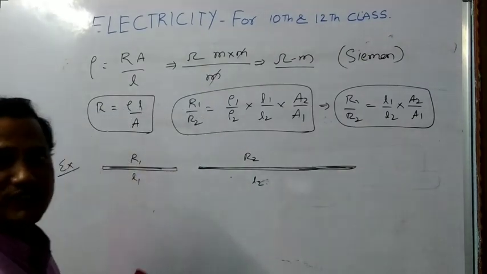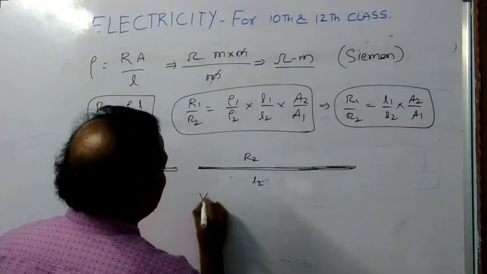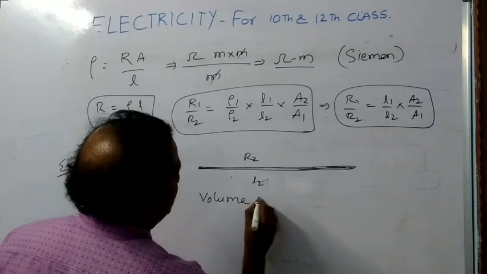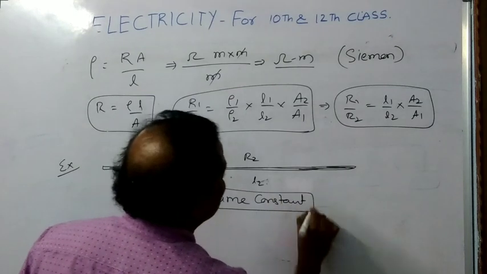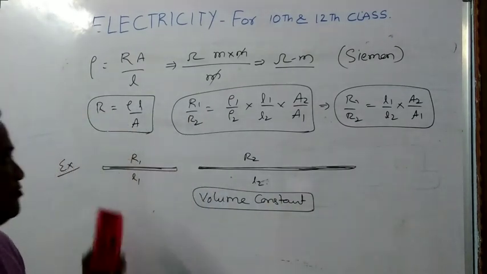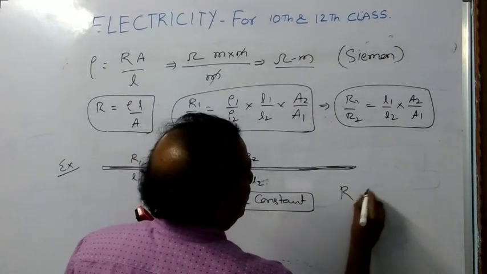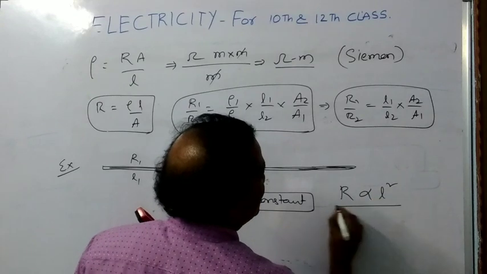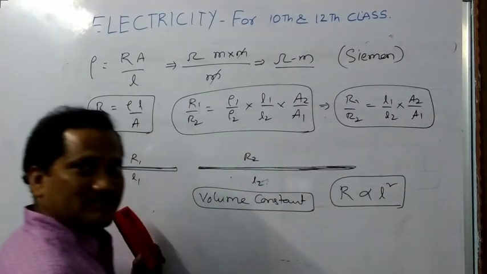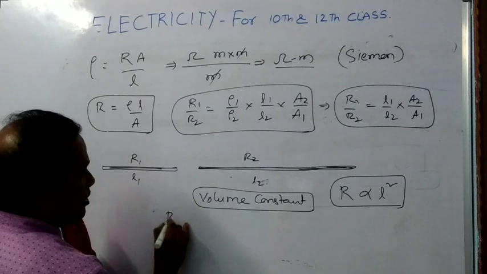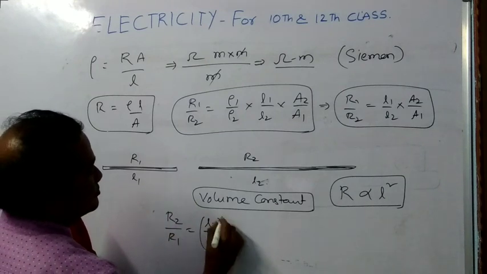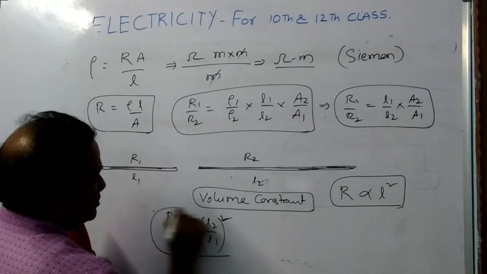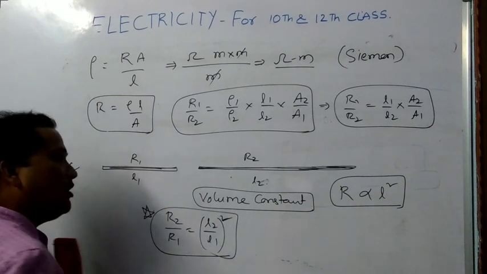in the sense that the volume here is constant. This is important. In a question, if the word volume constant is given, simply we can use the formula R is proportional to L square. That means in the double action you can use R2 by R1 is equal to L2 by L1 whole square. This is a very important formula. You have to remember this.